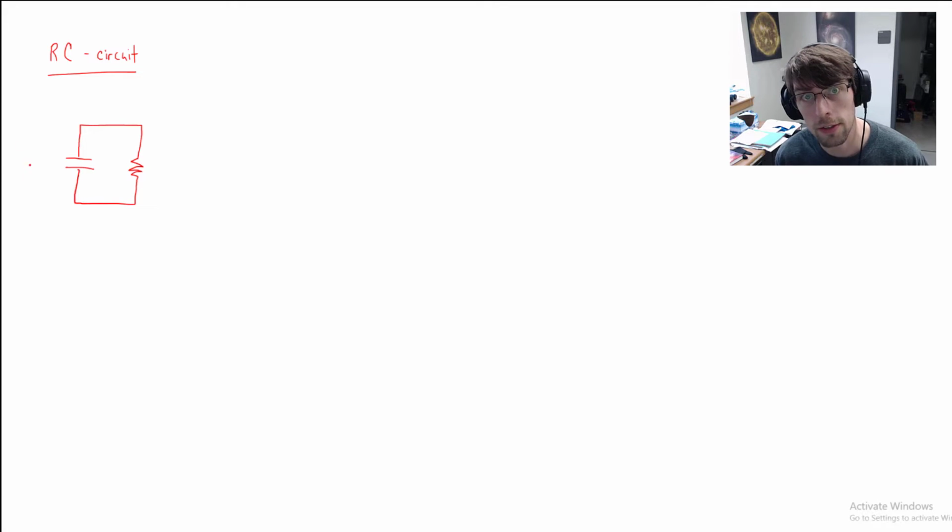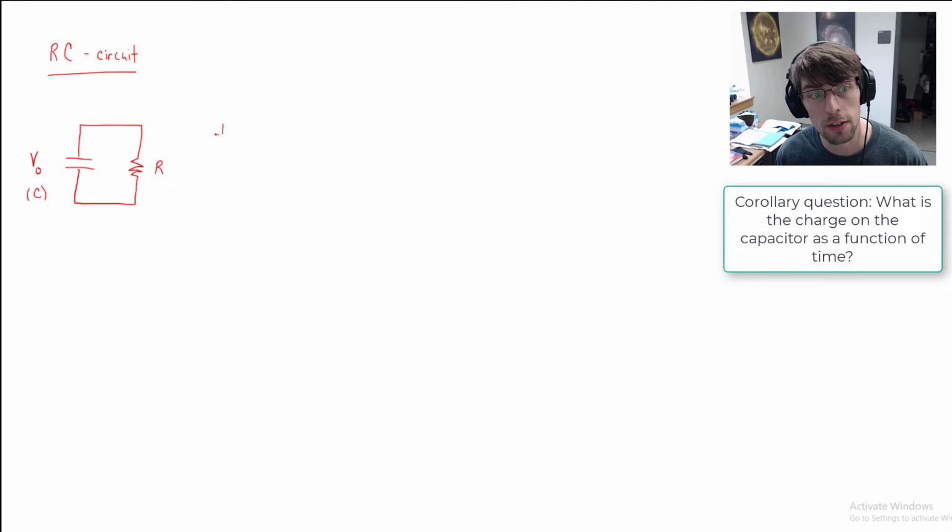The pieces of information that we know, let's assume that we know the initial potential drop across the capacitor, having fully charged it. We know the resistor value, and we know the value of the capacitor, C. And the question is, what is the current I flowing through the circuit?